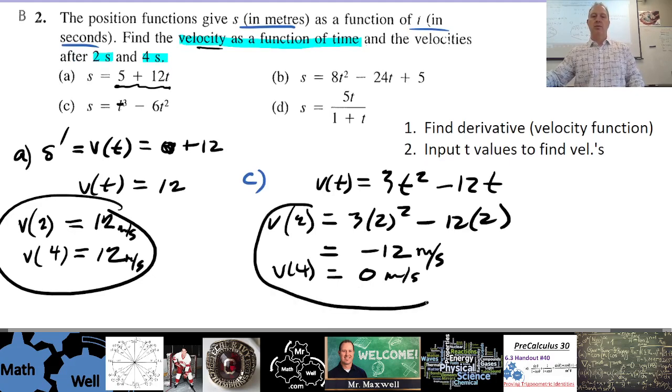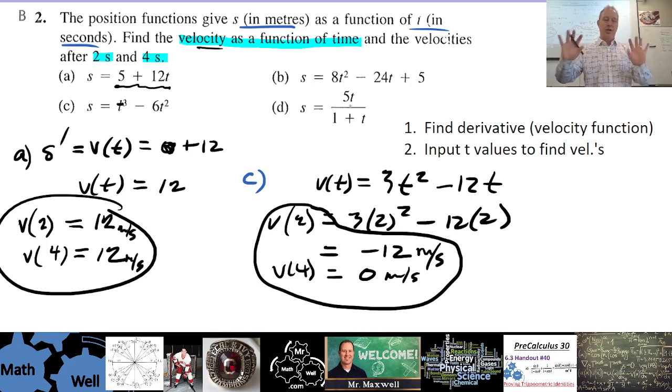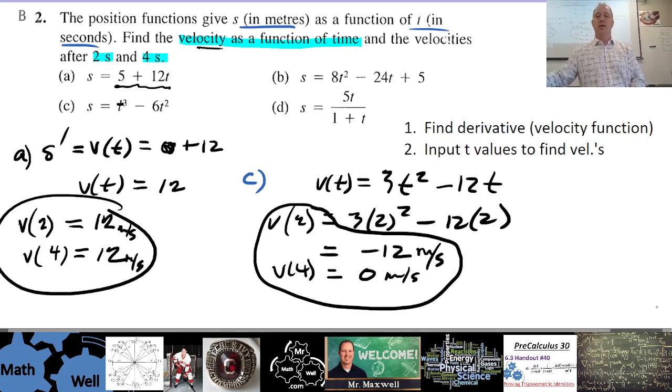So here are our answers for B, C. Now I'll leave B and D for you if you're assigned those. But this one, quotient rule, right? You have to do quotient rule. And again, you don't have to simplify. So don't stress out. Just do one level of differentiation. Just differentiate. Do not simplify. Plug your values in. Done.